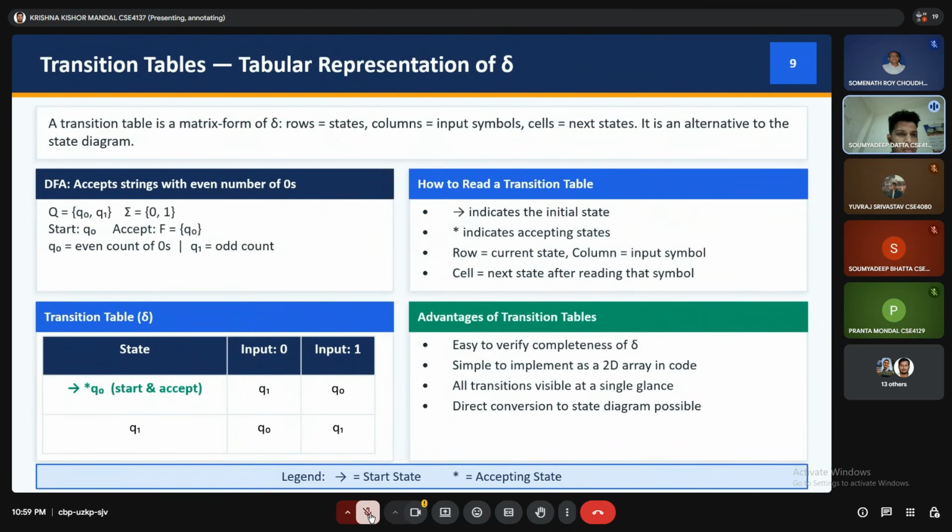Now transition tables. If you prefer a mathematical layout, we use transition tables. It is a matrix where rows are states and columns are input symbols. This is useful for programmers because it can be easily implemented as a 2D array in code. Arrows indicate the initial state and an asterisk indicates accepting states. Now my friend Motto will present.